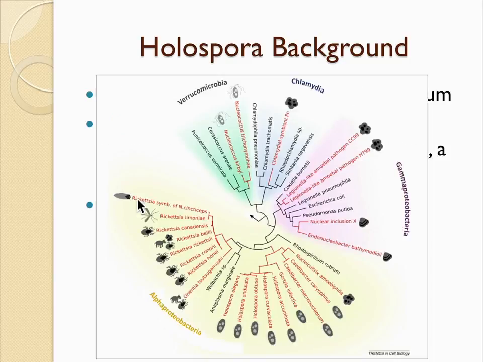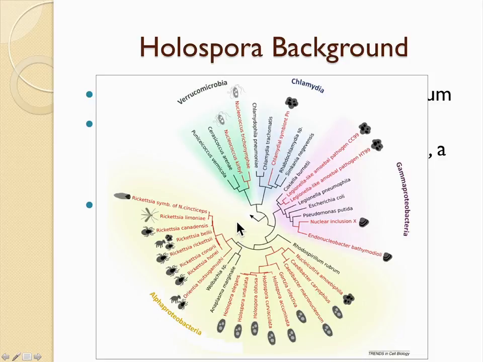And as you can see from this figure, all of the microbes that are highlighted in red are actually microbes that exploit the nucleus of their host. And both Rickettsia and Holospora fall under that category. And both Rickettsia and Holospora, as you can see, are considered to be alpha proteobacteria and are closely related.